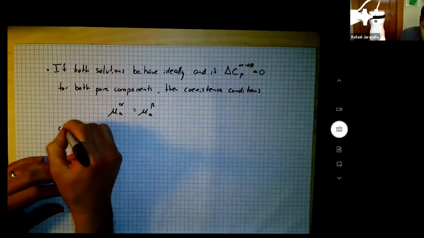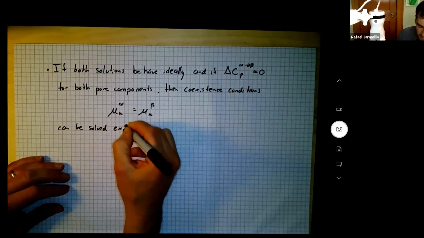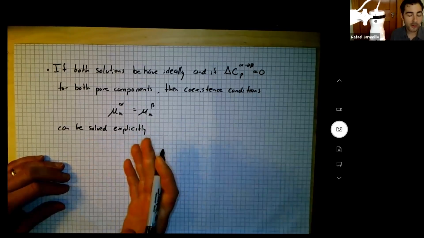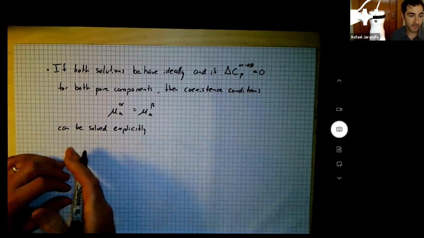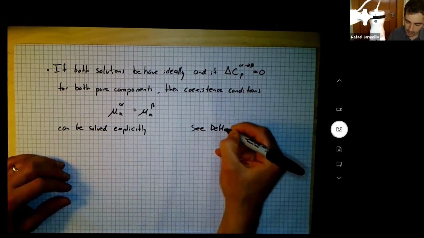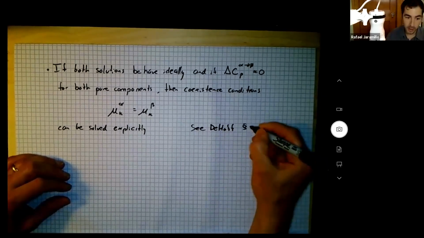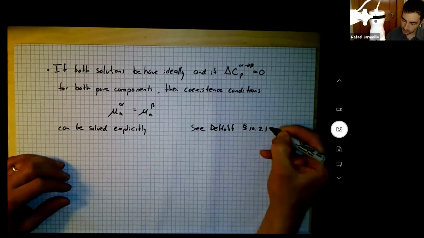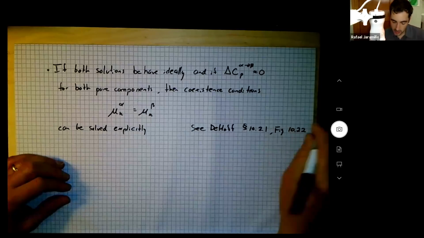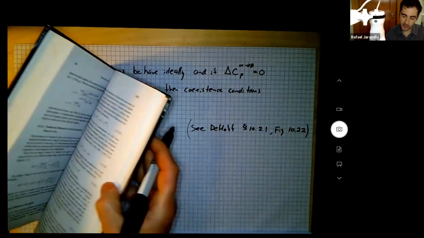Can be solved explicitly. And you have closed form equations, functions for the resulting phase diagram. So the math there is a little bit complicated. We're not going to do it in this class, but section 10.2.1, figure 10.22. You know, De Hoff does this. It's kind of interesting. Figure 10.22.